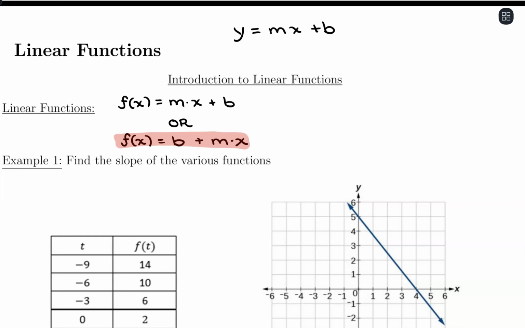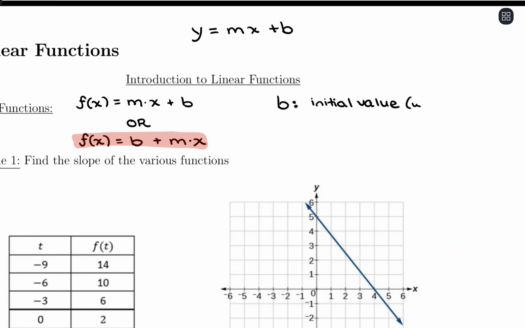Basically, slope has to be multiplying your variable. B is just a constant that's separated from your variable. So b represents our y-intercept. It can also be described as an initial value. So it's our value when x is equal to 0. So when x equals 0, this is the output. And then m is our rate of change, and since this is linear that we're dealing with, it's a constant rate of change. So the rate of change stays the same across the graph.